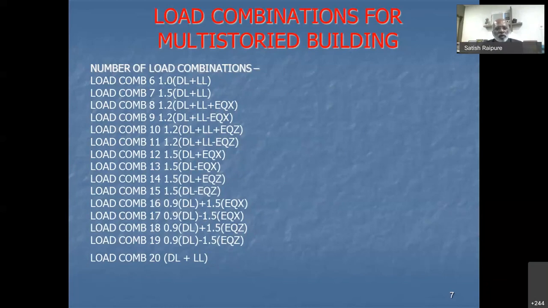If we go for design of structures in zone 3, zone 4 or zone 5, this combination increases and it may go up to 50 or 60 load combinations for a zone 5 building. That also depends upon the type of the building, and it's all the designer's discretion to use as many load combinations as they wish.